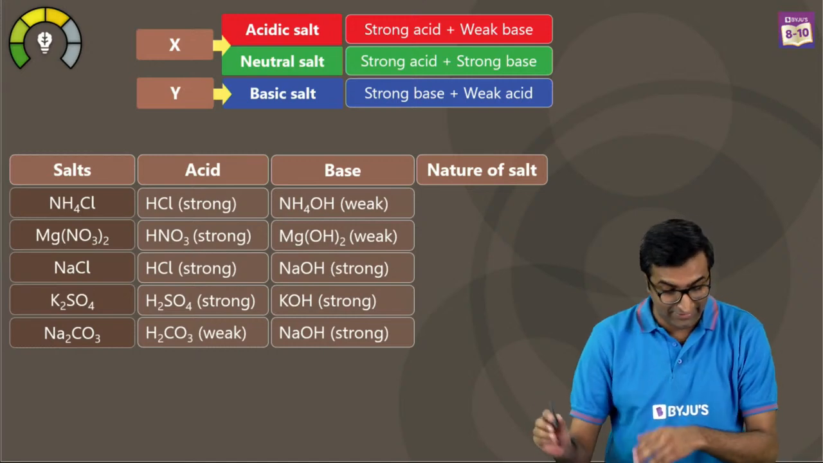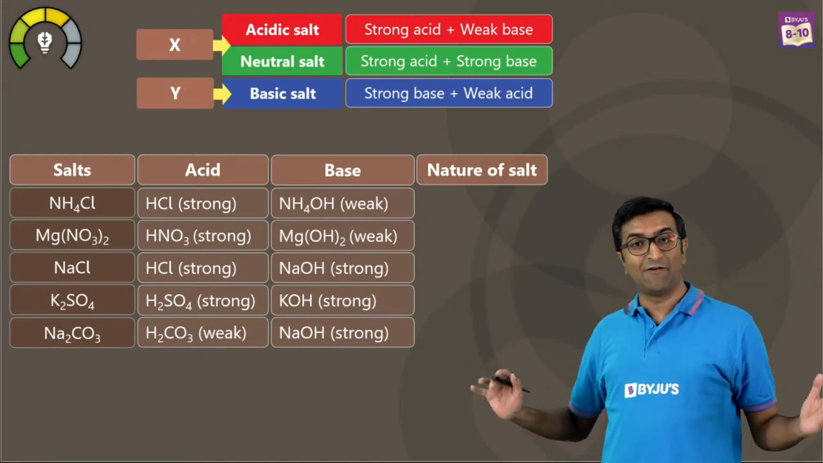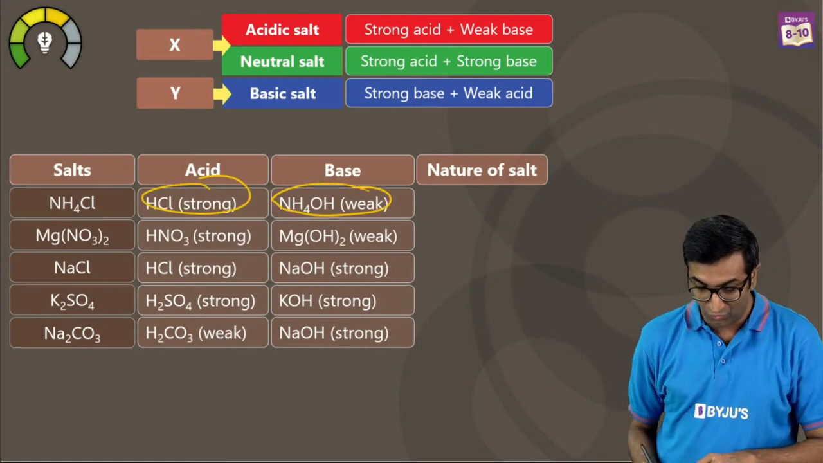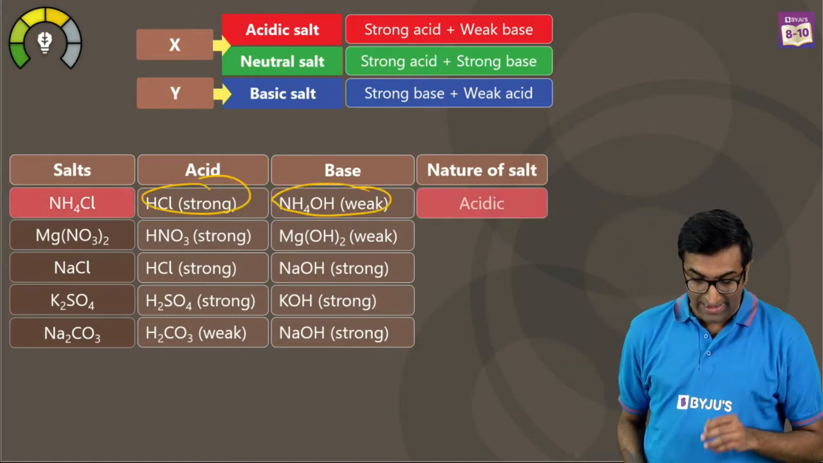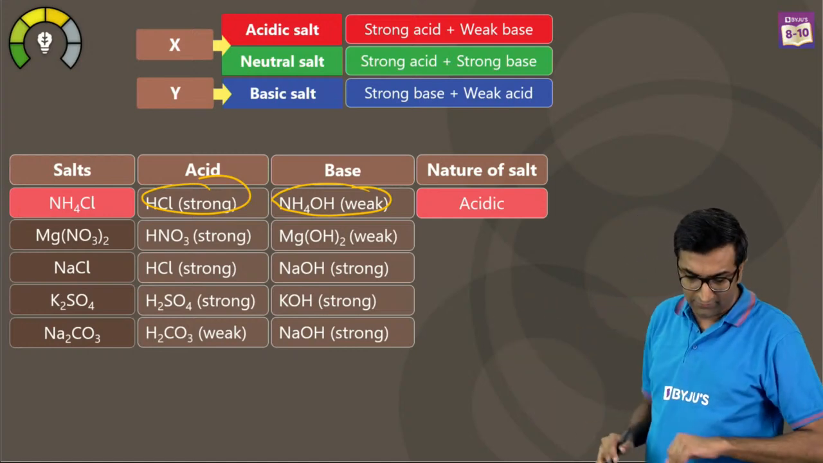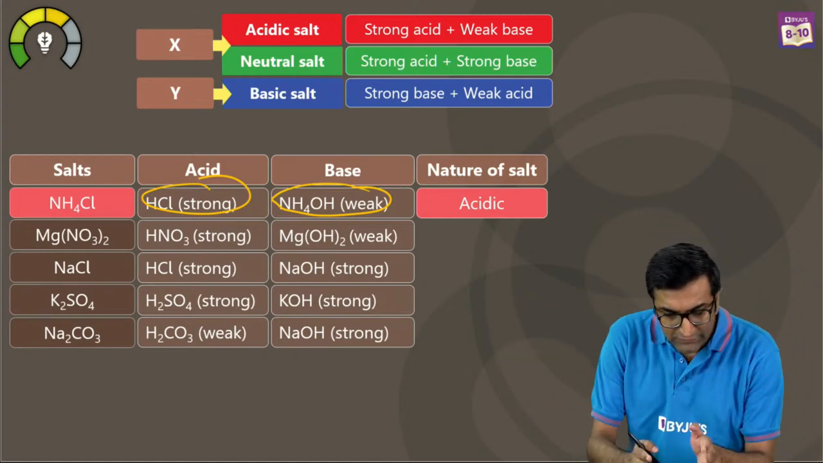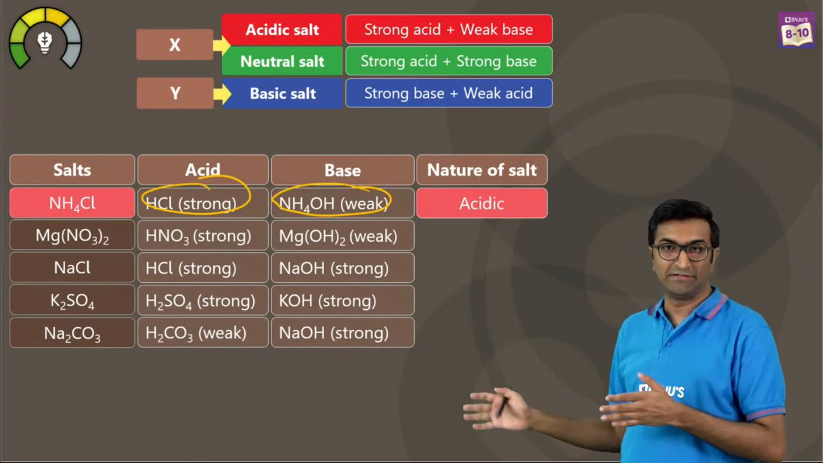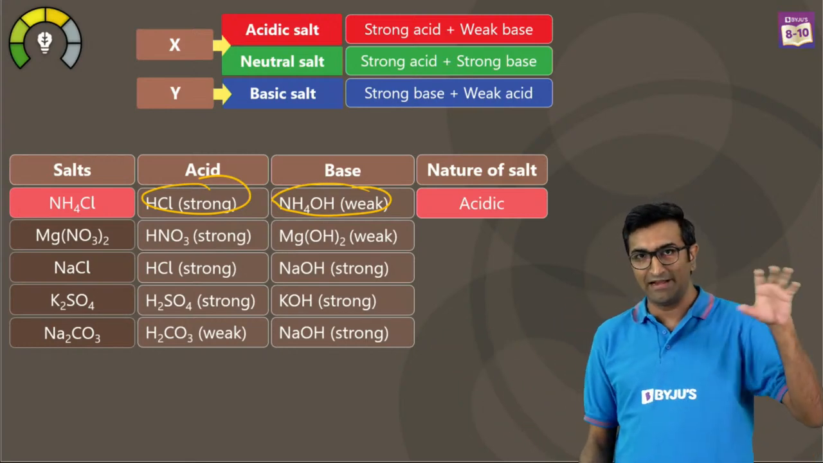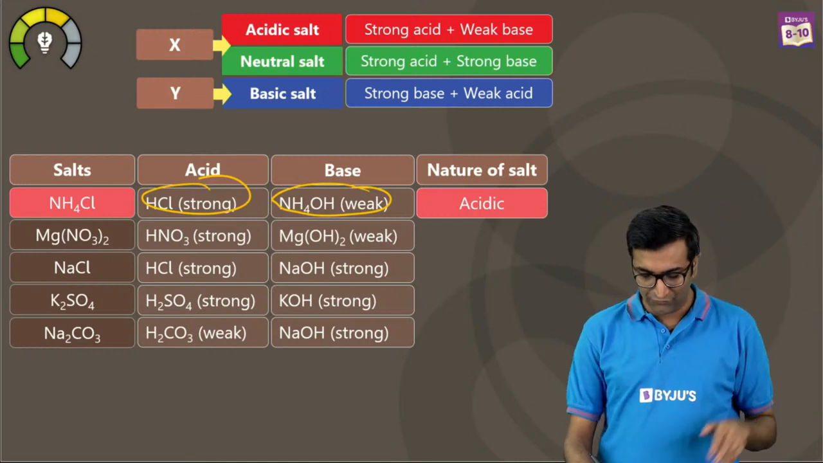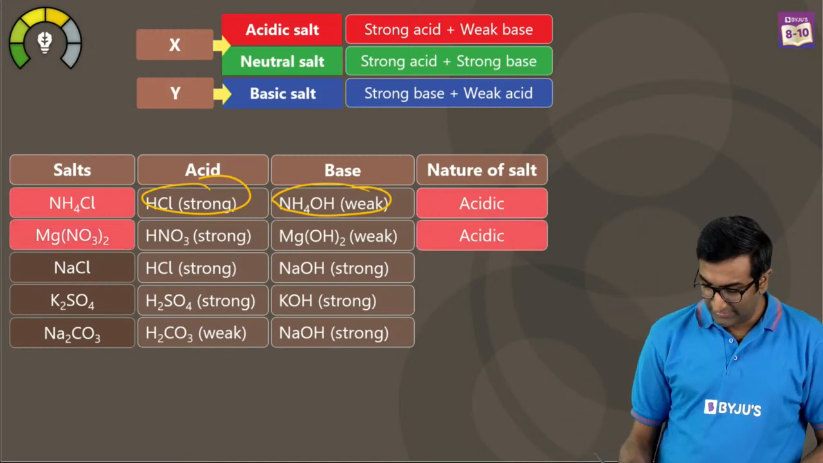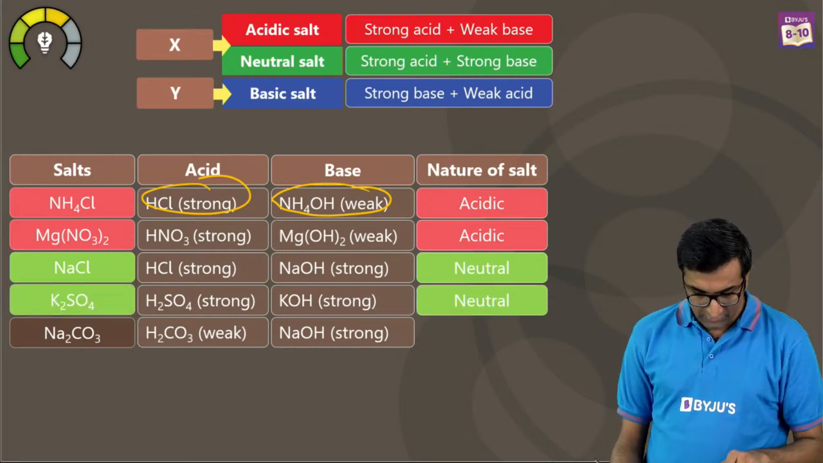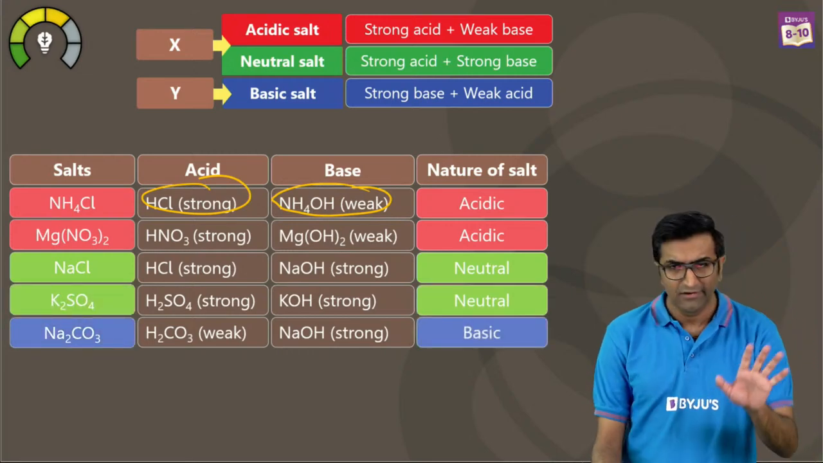So, on the screen right now, NH4Cl, where does it come from? What is the origin of NH4Cl? It's got a strong acid HCl and a weak base NH4OH, which means the nature of the salt is going to be acidic. Why? Because the strong parts don't dominate. You see this table? You basically have to know this information. If you know this information, this question is easy. If not, it's a little difficult. That's one half of the story. So let me quickly populate this. Strong and weak, so this is acidic. This is strong and strong, so this is neutral. Here it's strong and strong, so again neutral. And the last one is weak and strong, which is basic.